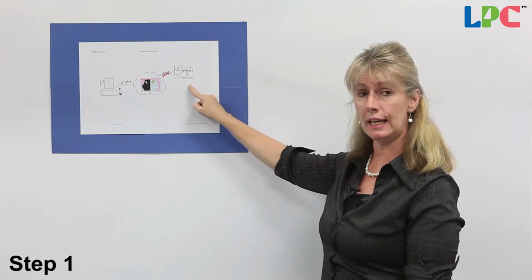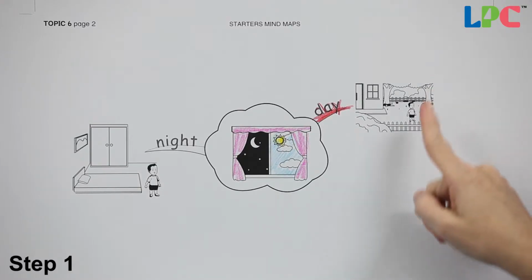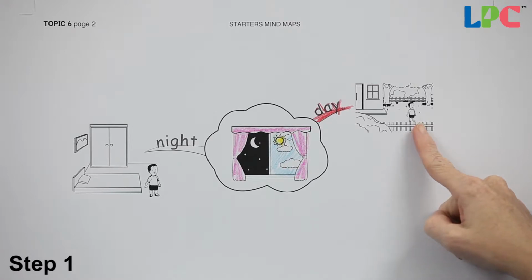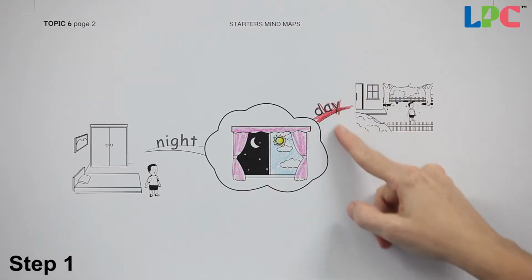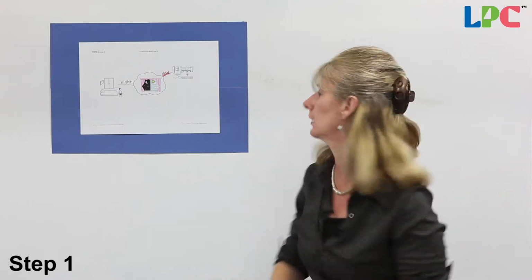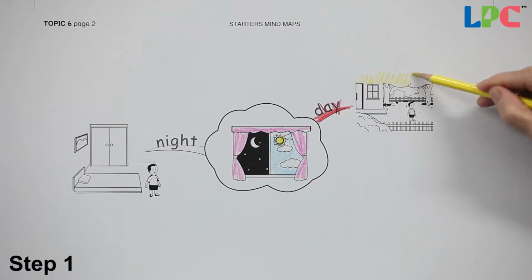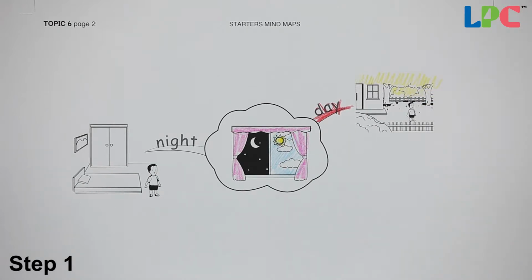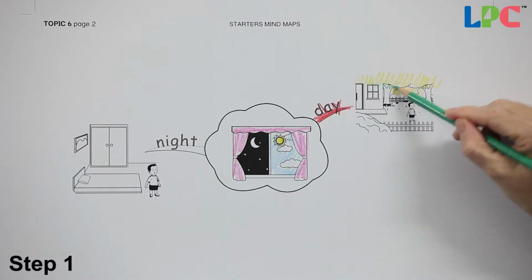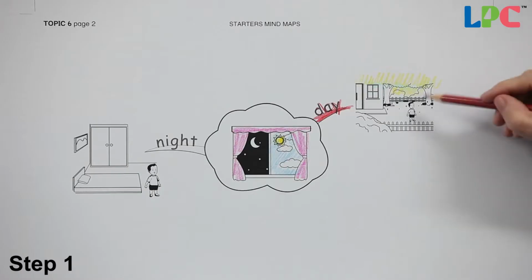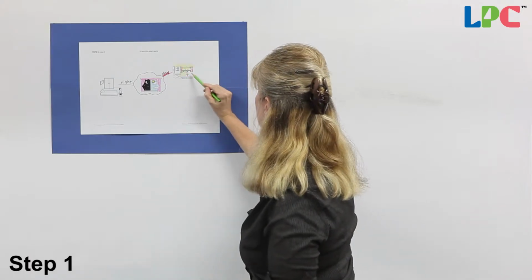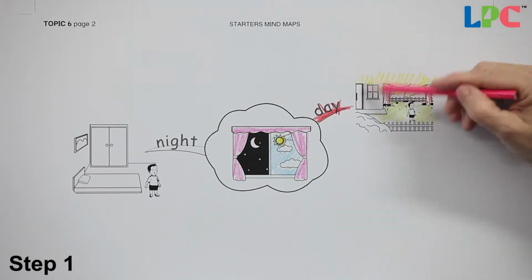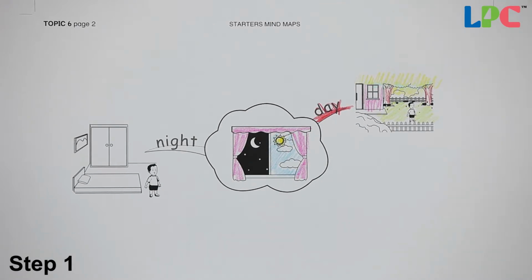Day. Bill is in the garden in the day. Bill is in the garden. Very good. Color Bill in the garden in the day. Any color you like. And pencils down. Very good.